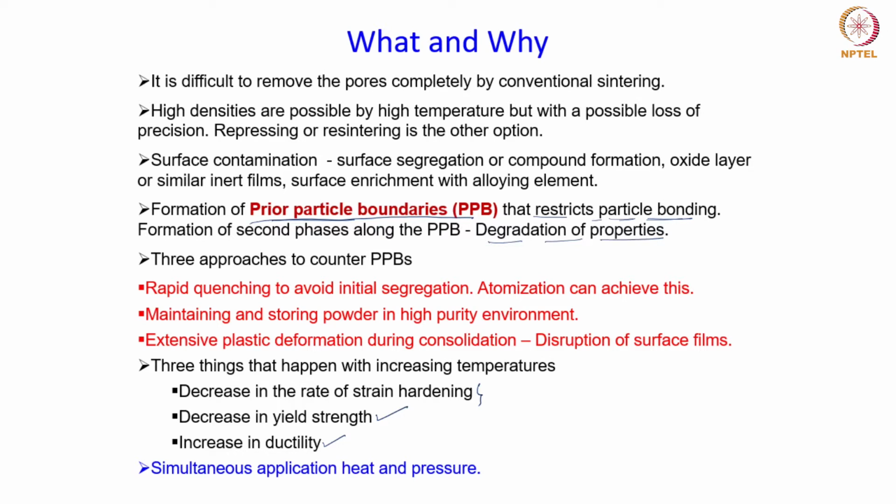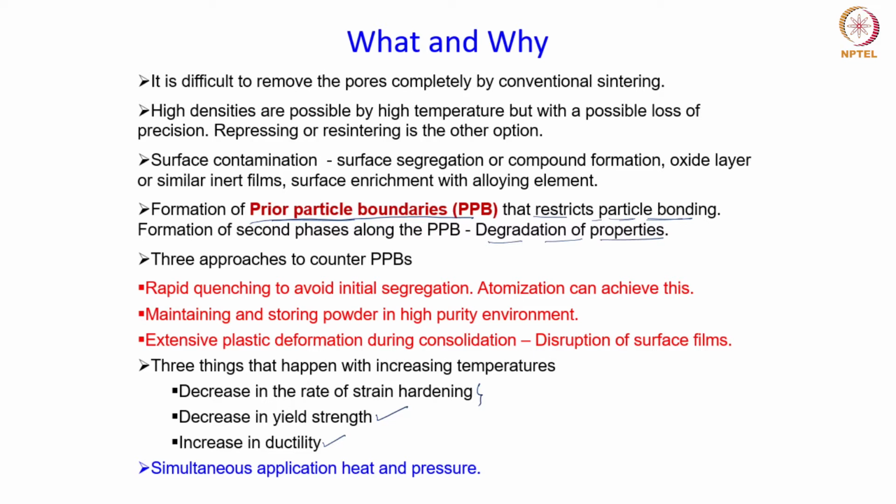Because we have seen before that a high rate of strain hardening prevents packing of the particles and their compaction. And then we have also discussed the effect of the material strength on the compaction process, and there we had seen that higher strength materials are difficult to compact, and therefore when there is a decrease in the strength, it becomes easier to compact and densify the powder.